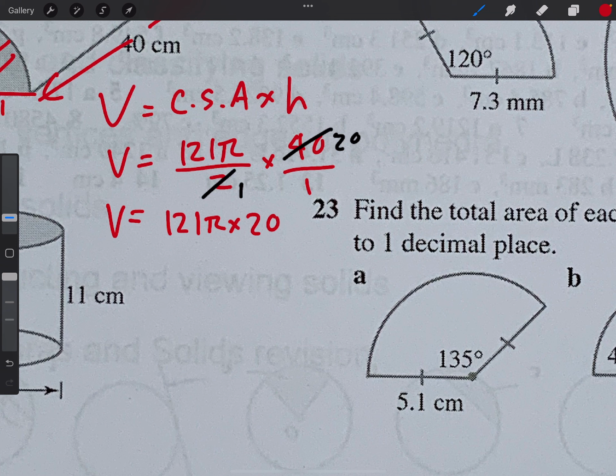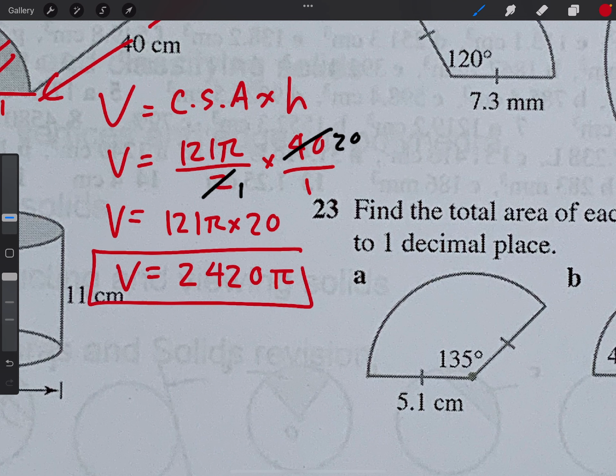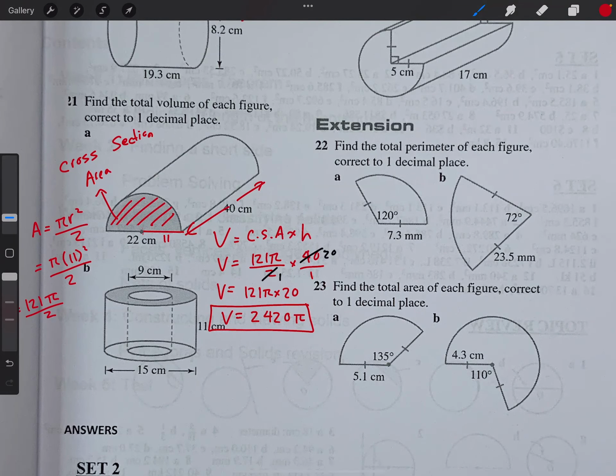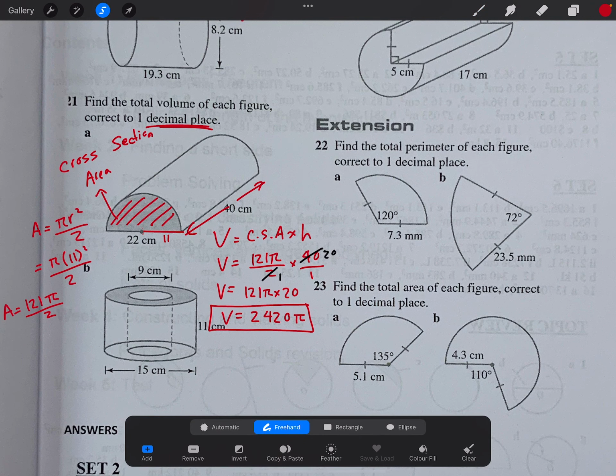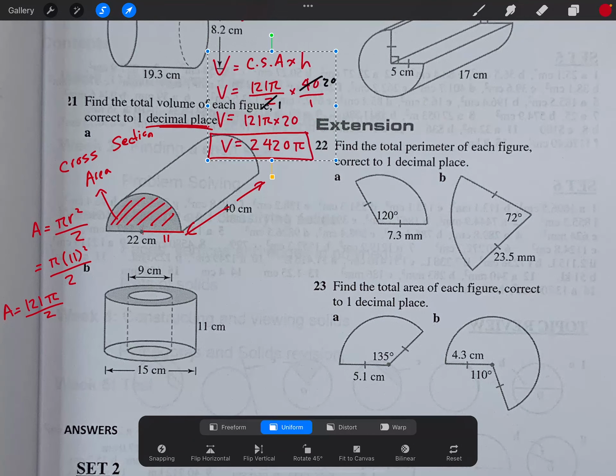The answer is going to be volume is equal to 2420 pi. That's your answer there. Now this is the exact one. They want it to 1 decimal place. So use a calculator to get the answer in 1 decimal place. I'm going to put it up here.